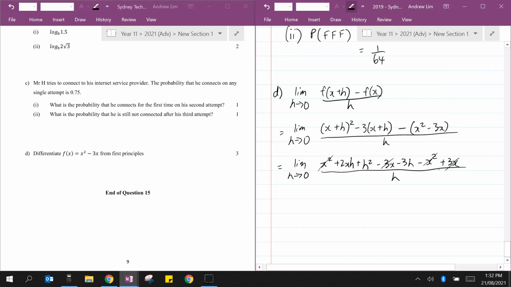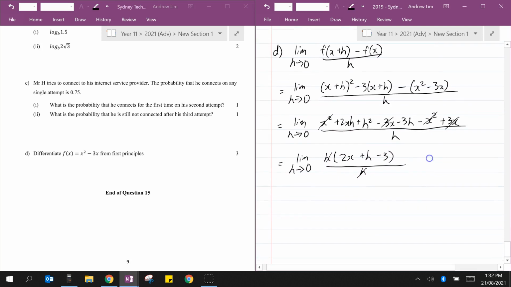So we're left with the limit as h approaches 0 for, and I'm going to just take out the h straight away. Factorize out the h. Oops, not a 3, an h. That leaves me with 2x plus h minus 3 all over h. The h's will cancel. And now I'll apply the limit as h approaches 0. So as h approaches 0, we're left with 2x plus 0 minus 3, which is 2x minus 3.